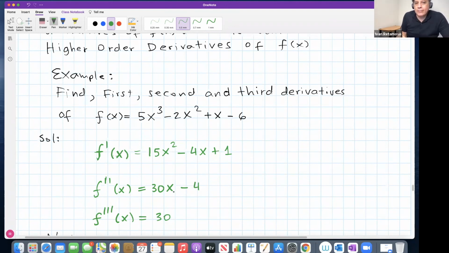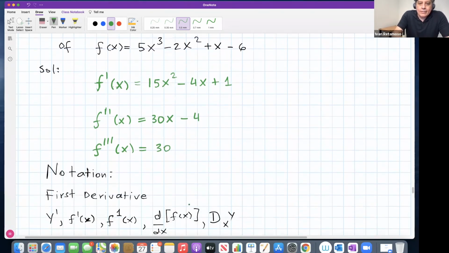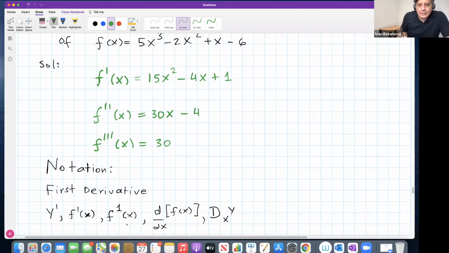Here are the 3 derivatives associated with this function. First derivative, second derivative, third derivative. All right. Now, notation. Mathematicians use the following notation to specify these derivatives. For the first derivative: y prime, f prime of x, we know that, right? Or f with a number 1 on the top of x, or the derivative of f of x with respect to x, or capital D, y here and x here, the derivative of y with respect to x, right? This is for the first derivative. We already know this, right?